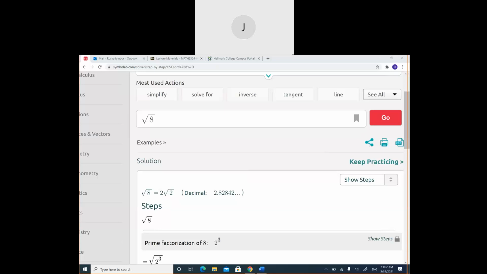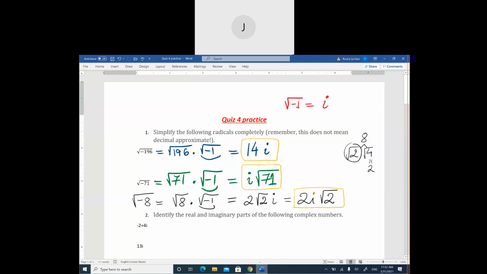Everybody good? Okay. So going back to my examples here, quiz for practice. So that's how you do the first one. When you have the square root of a negative, you're going to replace the negative, which is going to give you the i, and then you can use the calculator to take the square root of that number, and you're going to see if it's a perfect square, or you can break it down, or you can just leave it the way it is, okay? So that was number 1.